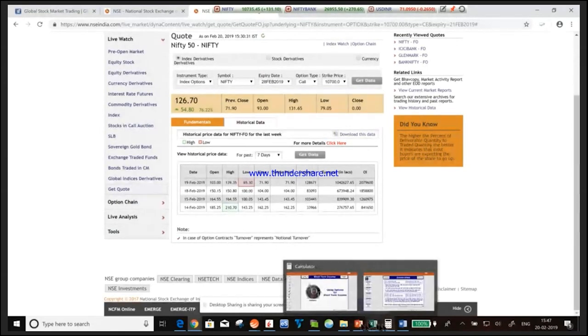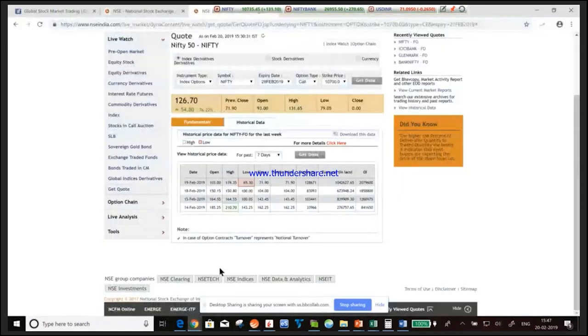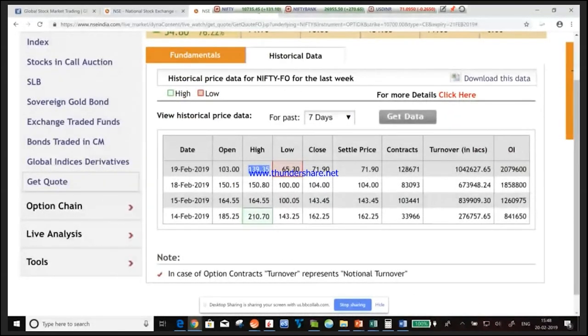So now if we go, let's say it came into the demand zone on 15th Feb. So let's see what was the price of the option on 15th Feb. Okay. So the high price was 164 on 15th Feb. And what is the high price today? Approximately less than 25 rupees. So 165 and 145.